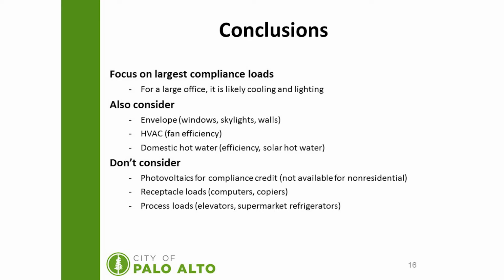We don't suggest that you look at PV panels. Under Title 24, you cannot claim any compliance credit for those in the non-residential software. However, for Palo Alto's REACH code, you can install a 5 kilowatt PV system or larger and comply with this code. You cannot do it in the software.